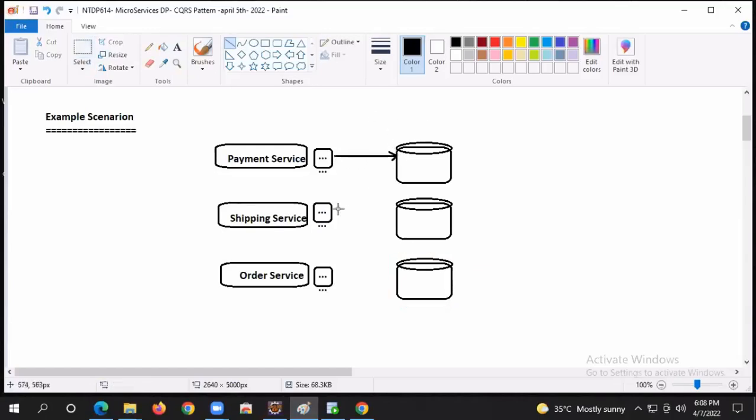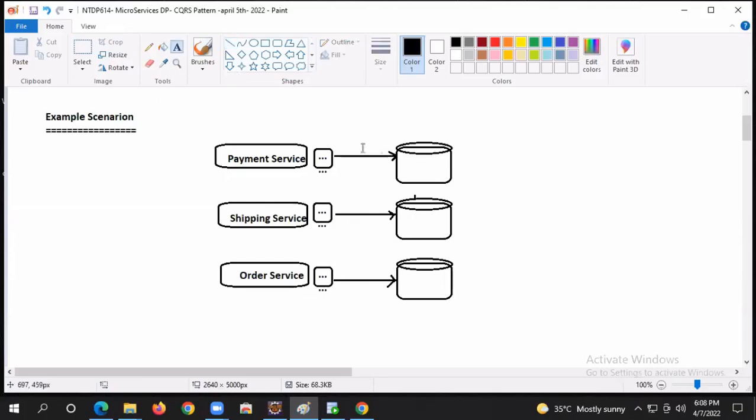What kind of state will the payment service have, guys? Everyone, please tell me. Payment is received or not, payment is successful or not, whether the customer has used a credit card or debit card. Are you understanding my statement, guys?